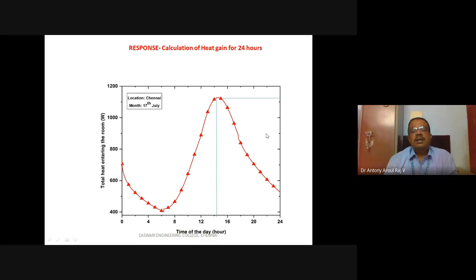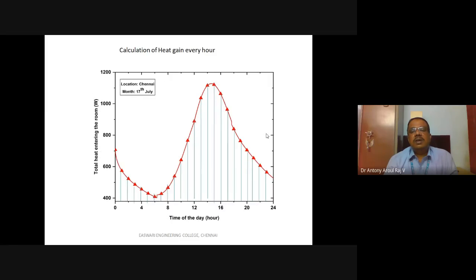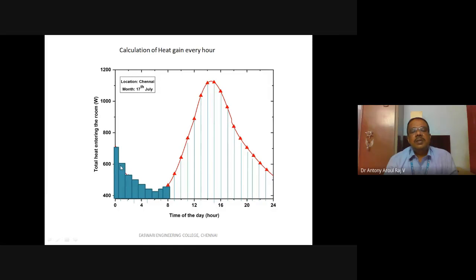If I do it for every hour, then it is going to be discontinuous. It is going to be like this, as I already showed you. It is a step for every hour. So when I add that, the discussion is going to be approximate.